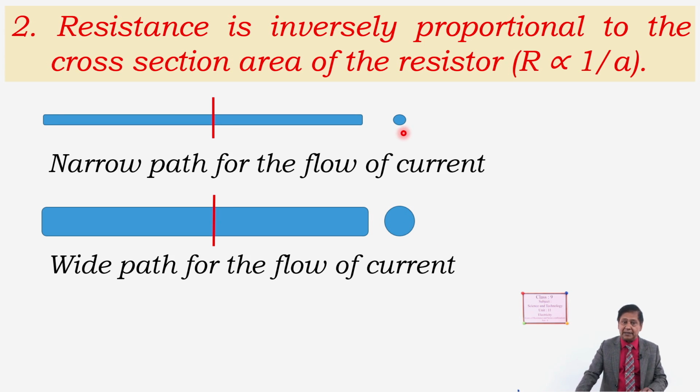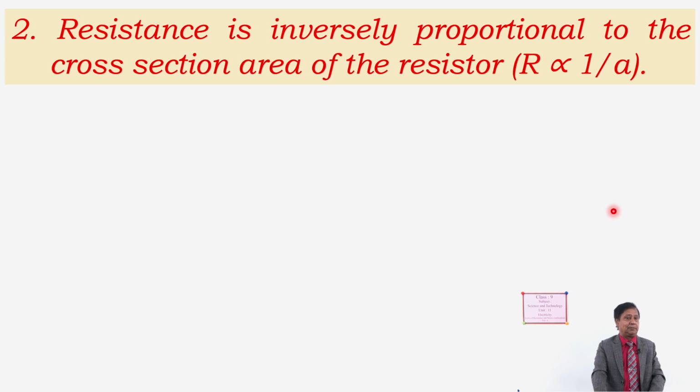A thin wire provides a narrow path for the flow of current, but a thick wire provides a wide path for the flow of current. That's why flow of current becomes easier in a thick wire than in a thin wire. So we can say that resistance is inversely proportional to cross-section area. Now it can be proved with the same experiment.